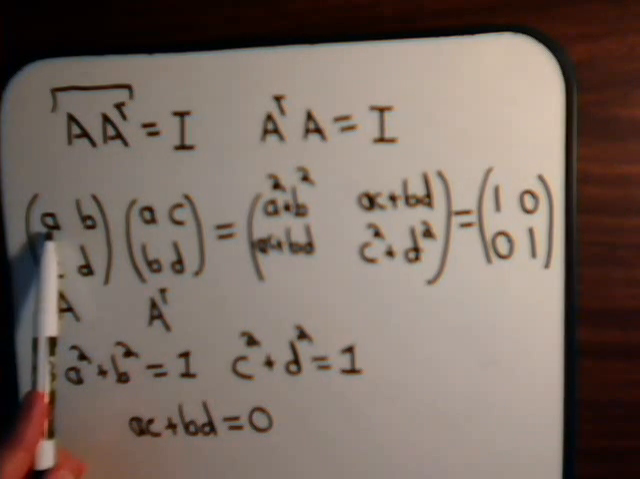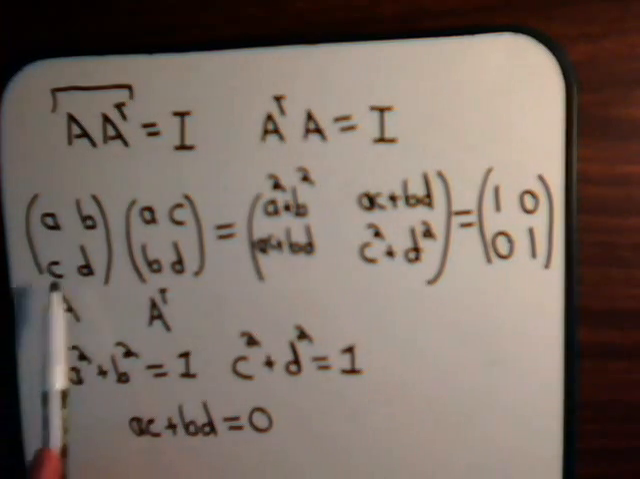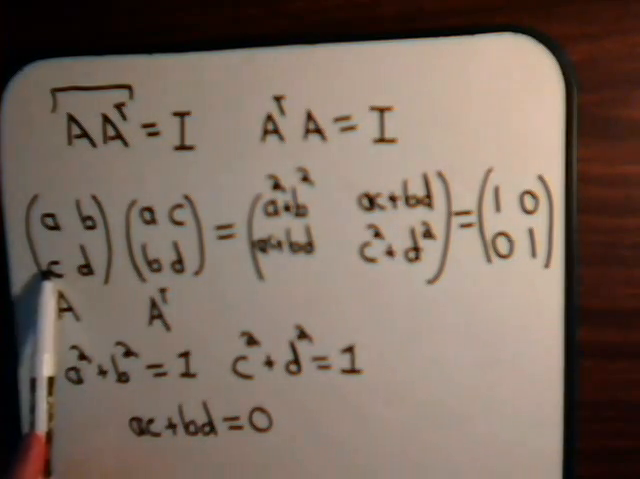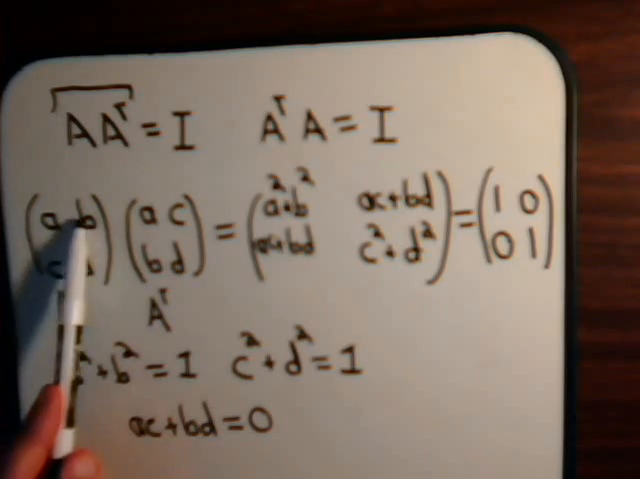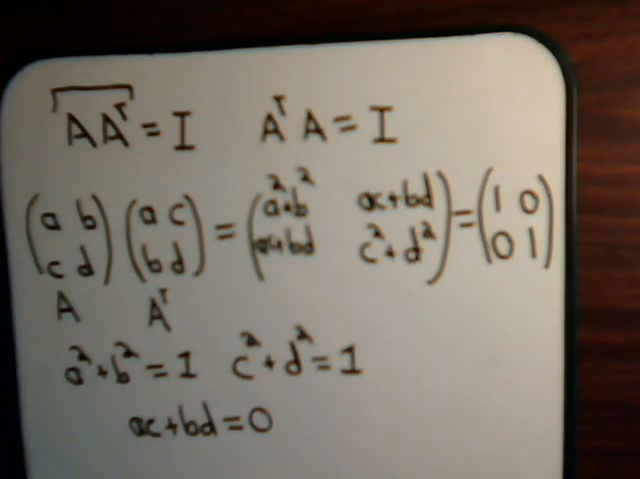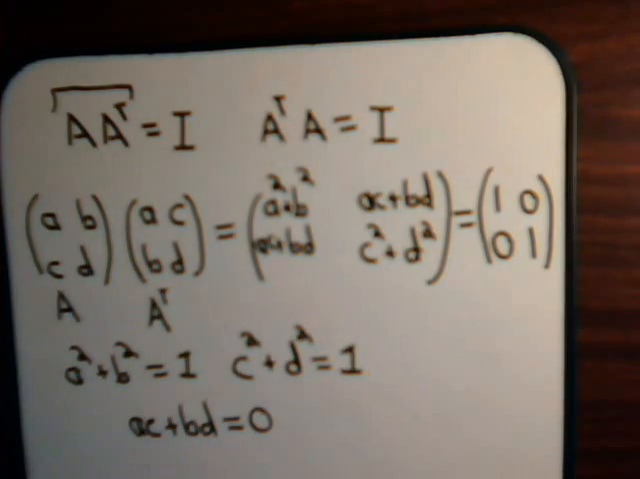Well, here's our matrix A. It has a row vector of components a, b. This is a row vector of components c, d. And we're saying a squared plus b squared equals 1. So the row vector here has magnitude 1. It's a unit vector. The row vector c, d is also then of magnitude 1.